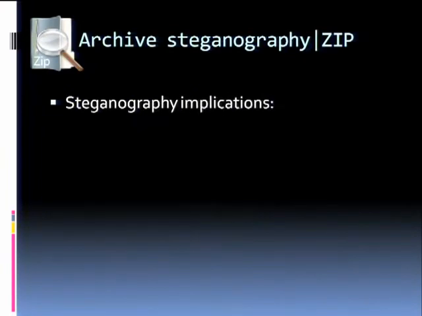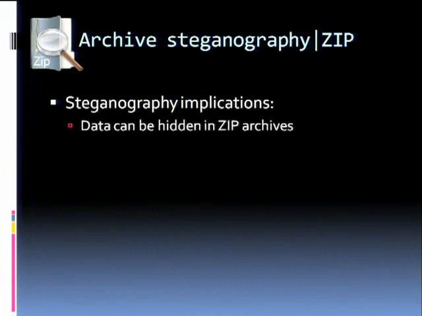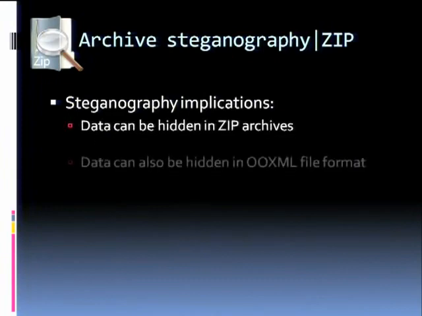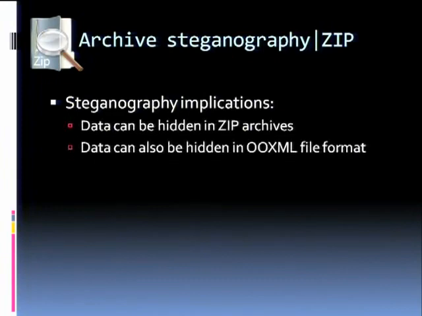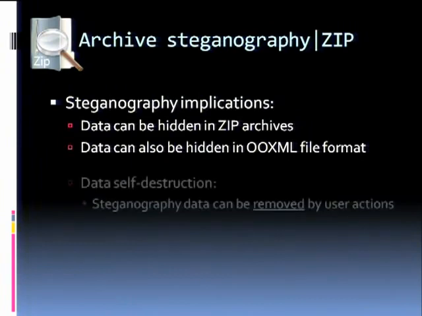Now, what are the implications of this steganography point? Data can, of course, be hidden in the zip archive. But data can also be hidden in the OOXML file format, the Office Open XML file format used by Microsoft Office, which is basically just a zip archive containing lots of XML files. So since this applies to zip archives, it also applies to the Microsoft Office file format.